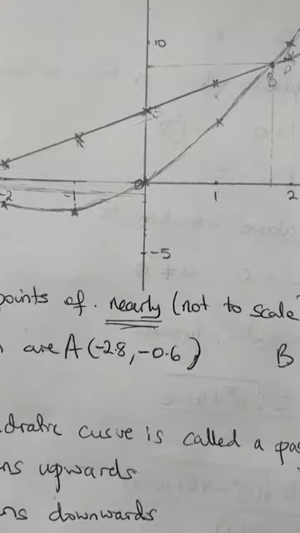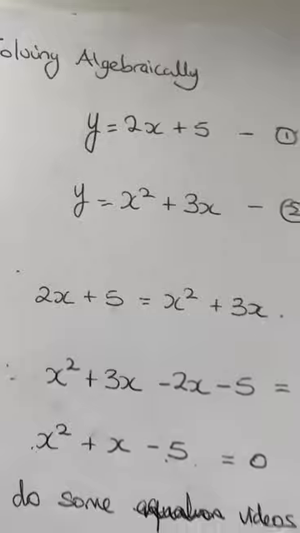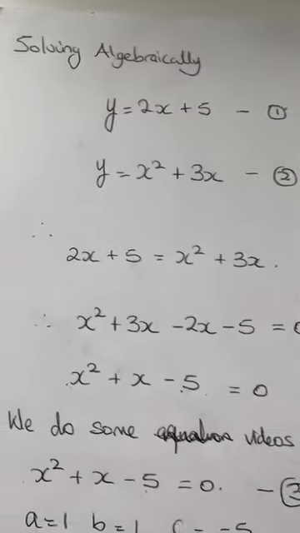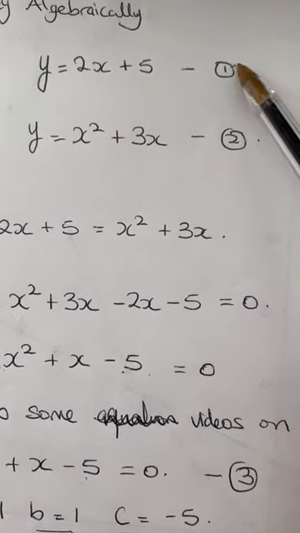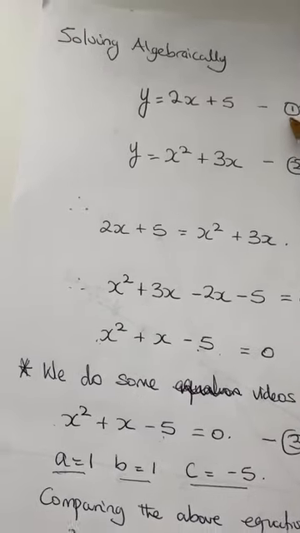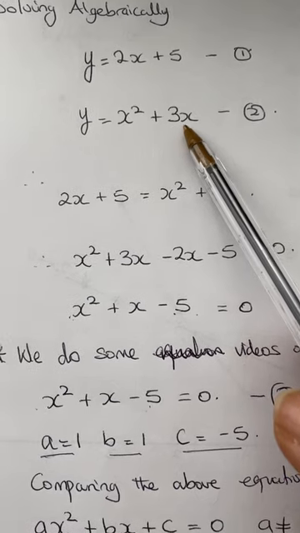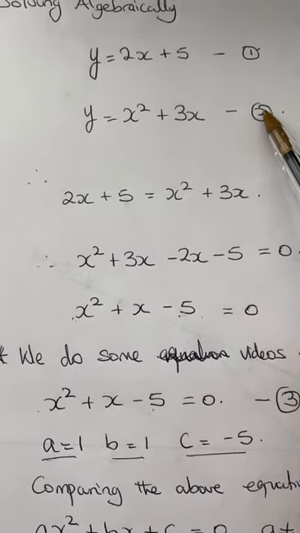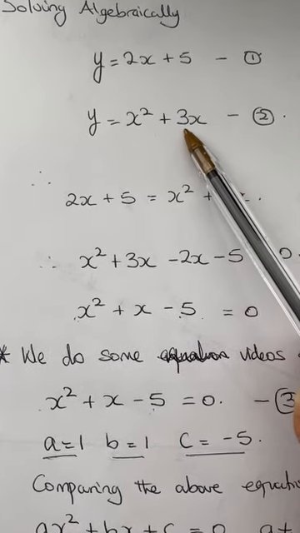Now, we found these 2 points on the parabola. I just wanted to show you how we solve it, so solving algebraically. y equals 2x plus 5. That is our linear equation. We label it 1. y equals x squared plus 3x. That is the quadratic graph. We label it 2. Yesterday we saw 2 linear graphs.